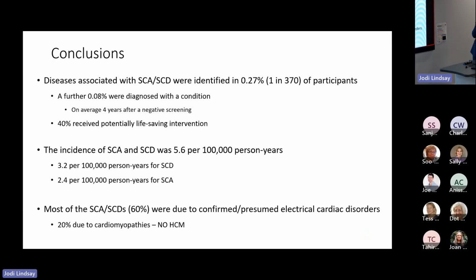And most of them were due to confirmed or presumed electrical abnormalities, which moves us away from the thinking that we had previously, that it's predominantly cardiomyopathies that are causing the problem. And I think I'll leave it at that because I've already taken a lot of your time. Thank you very much.